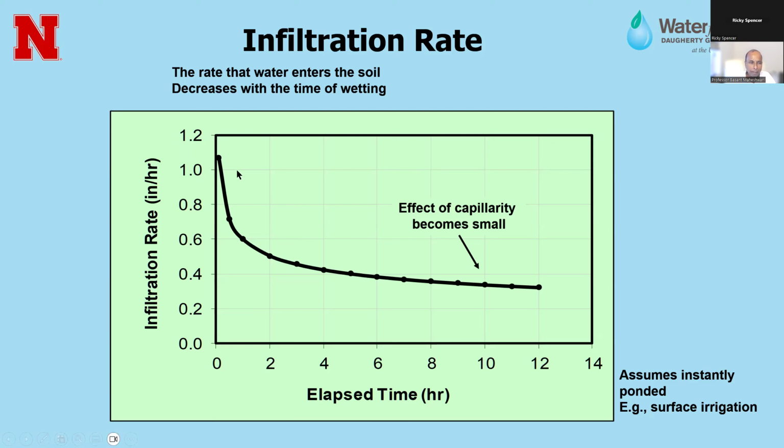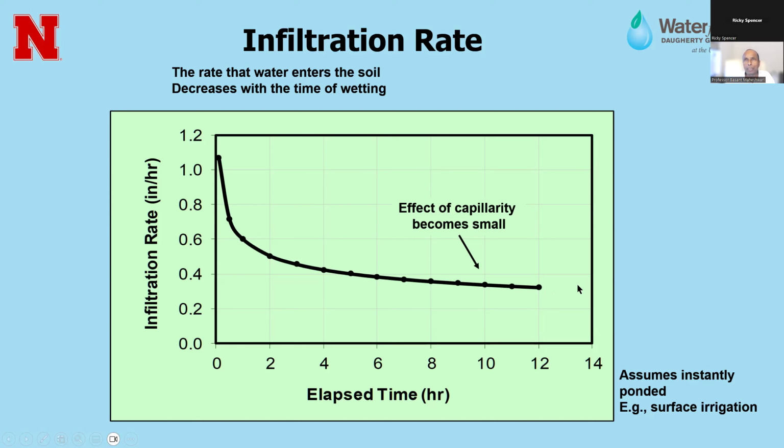So this is how infiltration rate varies. Initially it's very high. Then as time passes, it reduces because the capillary action is less effective, and mainly it is gravity. After a long time, it becomes steady state. So infiltration is dominated mainly by gravitational force, and that's the steady state infiltration rate.